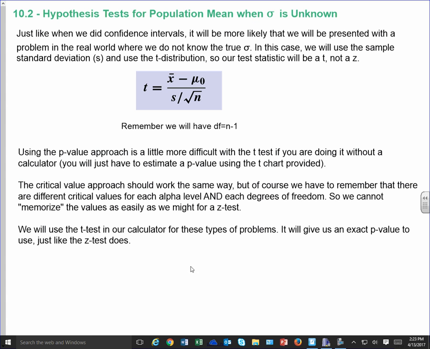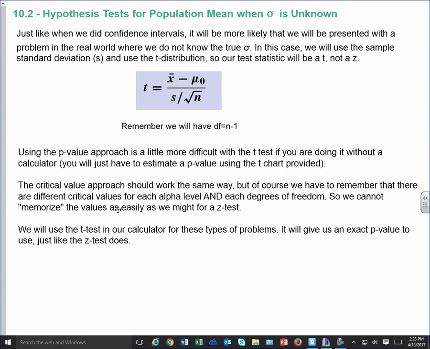Now, because of that, we're not really going to be able to memorize the values for the t's as easily as we would for the z. Remember when we did the critical value approach in the last section, we could memorize 1.645, 1.96, etc. for some of the critical values. But since we're going to be using the t, we won't really be using those values anymore. So the critical value approach isn't going to be as simple because we'll have to go back to the t-chart.